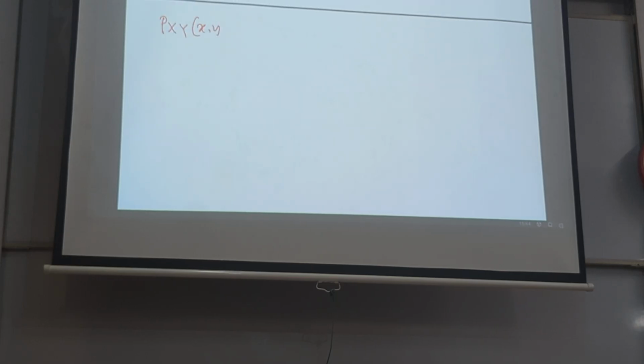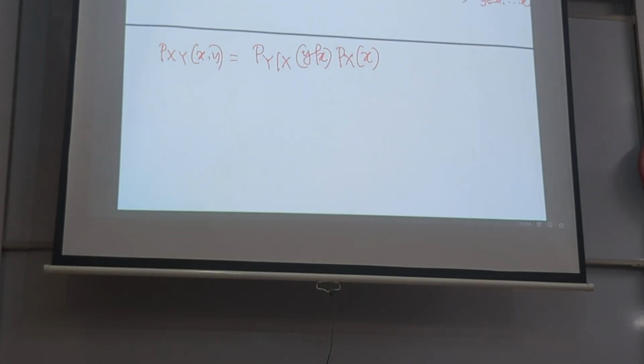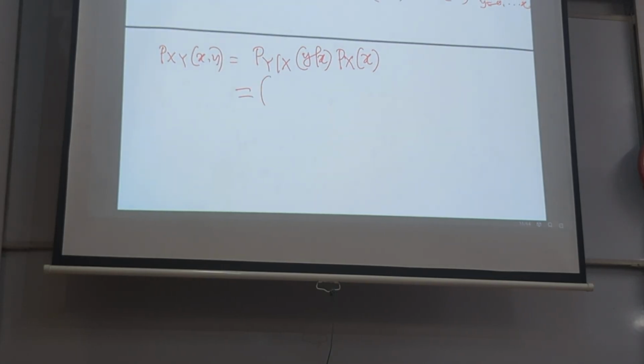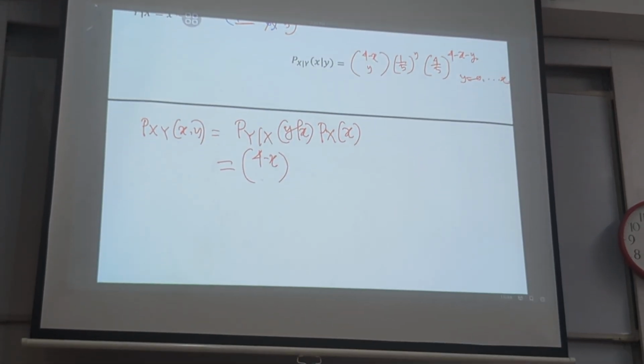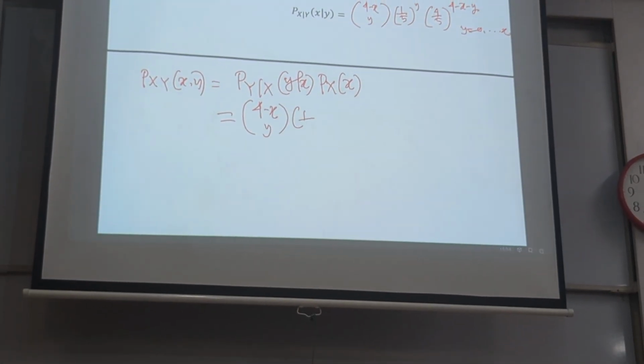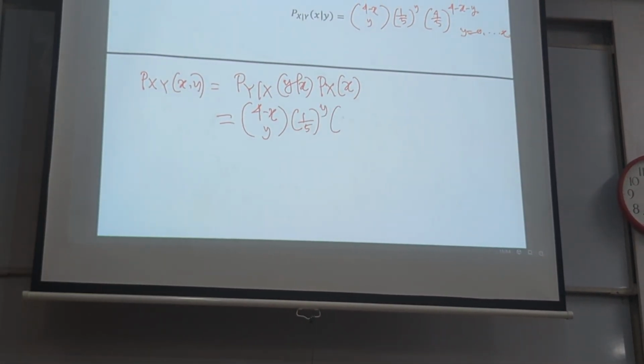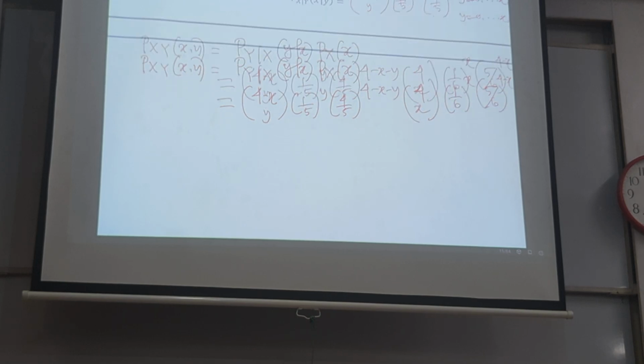The joint probability will be the conditional probability of Y given X multiplied by the marginal of X. The conditional PMF is (4 minus X choose Y) times (1/5)^Y times (4/5)^(4 minus X minus Y), then (4 choose X) times (1/6)^X times (5/6)^(4 minus X). Okay.